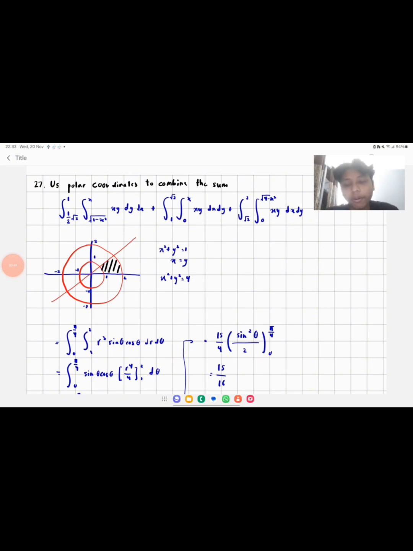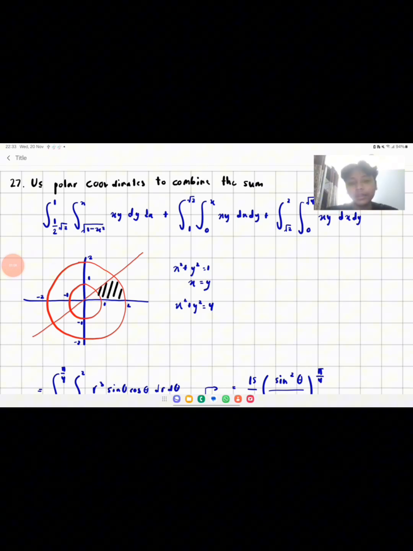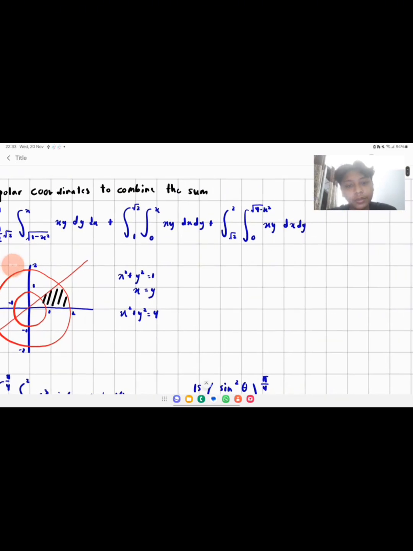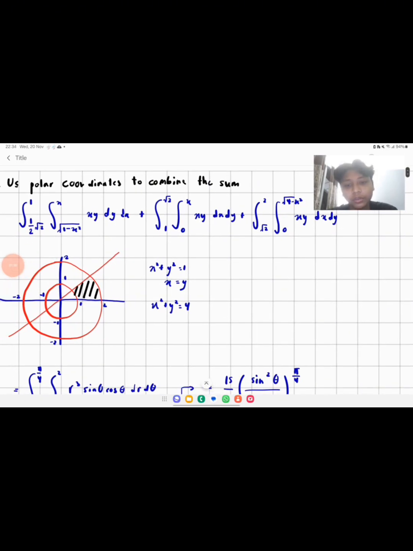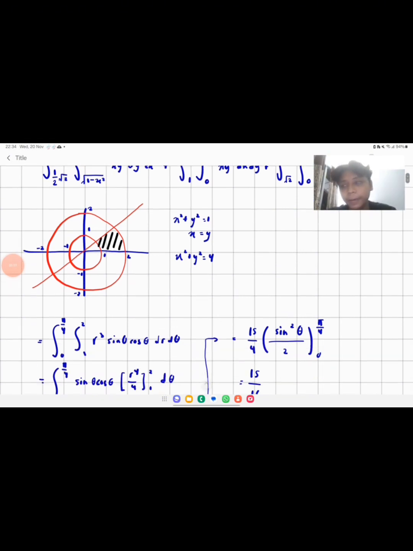we can draw the graph. For the first one we get a circle, which is x squared plus y squared equal to 1 squared, so the radius is 1. For the second we get x equal to y, which is a straight line, and for the third one we get x squared plus y squared equal to 4. Okay, so using polar coordinates we need to change it to polar.